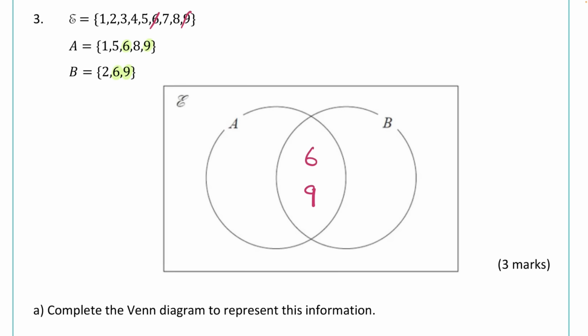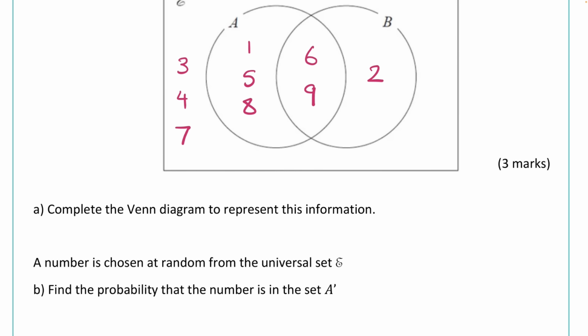In A, we then have 1, 5 and 8. We're going to again cross those off from the main list. In B, we just have the number 2. So crossing off the 2. You can see now that we are left with 3, 4 and 7, and 3, 4 and 7 go on the outside of the circles. So now we've completed the Venn diagram.